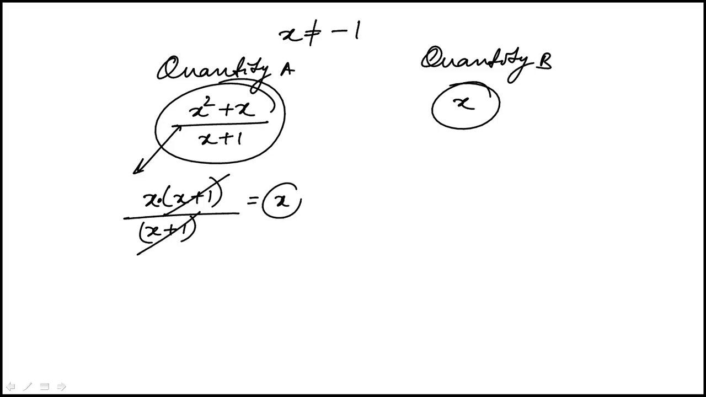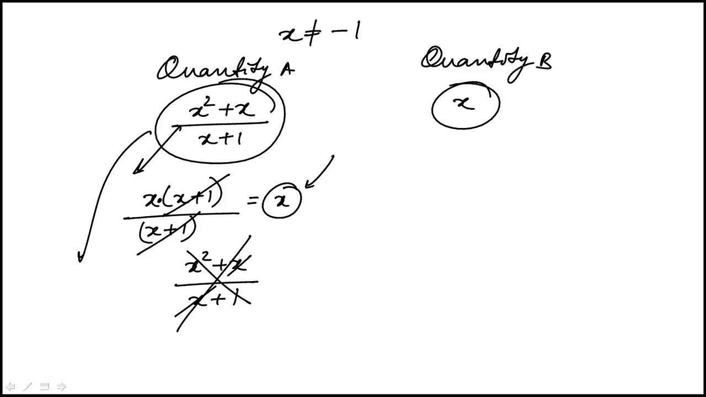So this is equivalent to x. What you can't do is, this is a common temptation a lot of students have, you can't strike numbers, numerator and denominator. So watch out for that. So in this case, after the simplification, quantity A is x, which is exactly the same as B. So here the answer is C. Both quantities are equal. So again, look to see if you can factor, simplify.